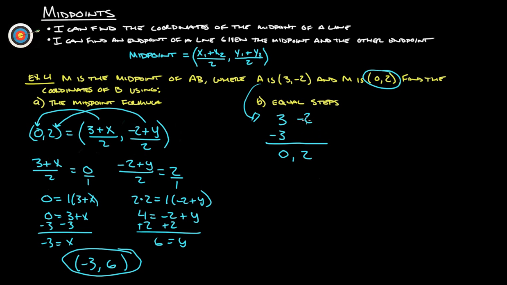So I'm at negative 2. I've got to add 2 just to get to 0, and I've got to add 2 more to get up to 2, so that's going to be plus 4. Right? So 3 minus 3 is 0. Negative 2 plus 4 is 2.